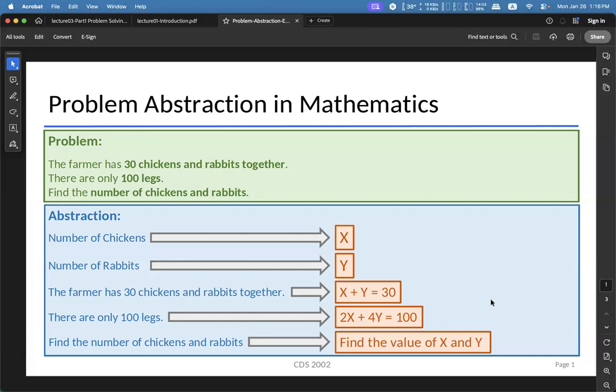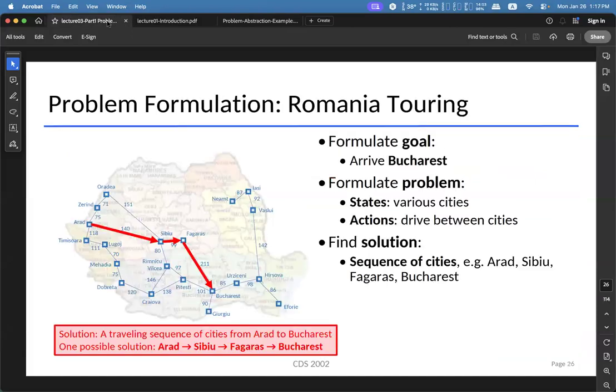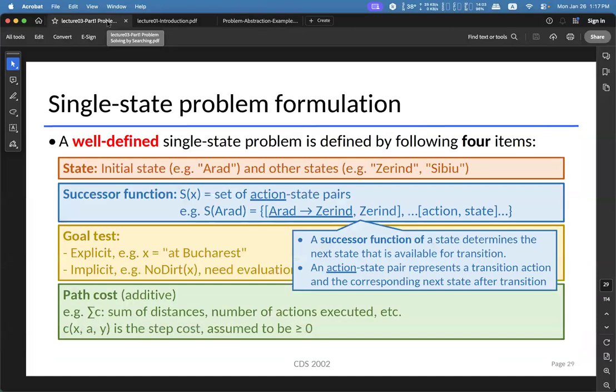Doing computations, in that sense, we will call it an implicit goal test. We need to do computation in order to know whether that state is a goal state, and we call it an implicit goal test. Makes sense, right?